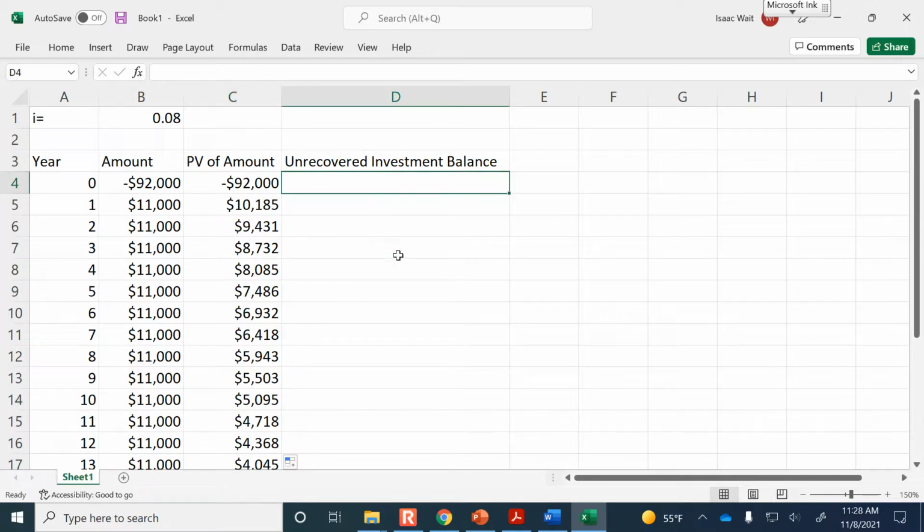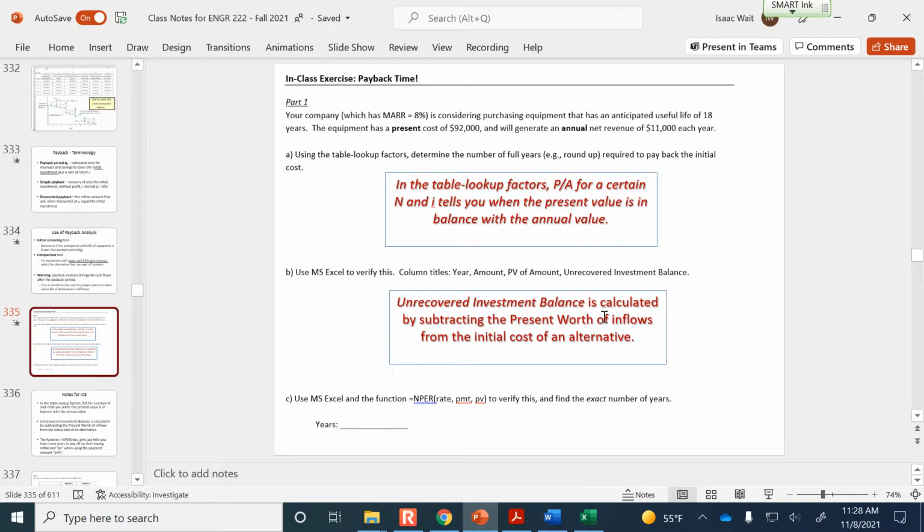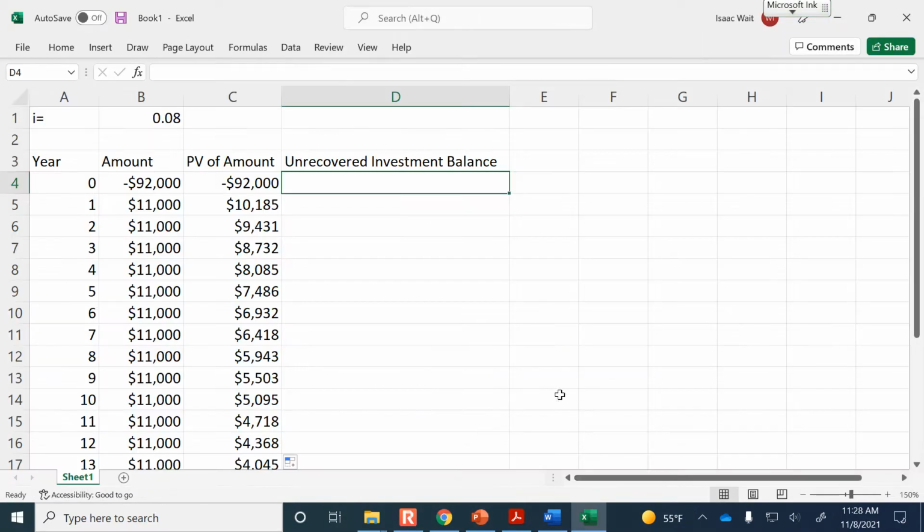So the unrecovered investment balance is initially just the initial cost of the equipment. So 92,000 is how much we spent up front, and we haven't yet recovered any of it. So the next year is the previous year's investment balance, so I'm referring to the cell above, plus the present value of that year's revenue.